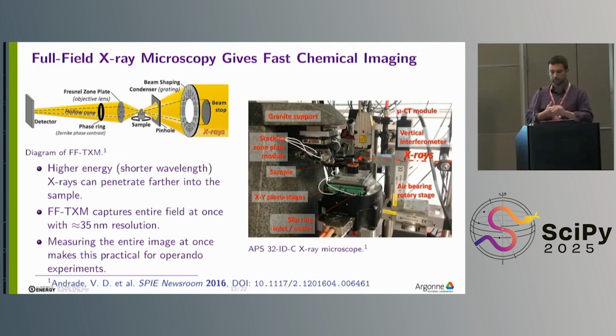So in the next section we're going to go to higher energy X-rays, so shorter wavelengths. These can penetrate farther into the sample, which is useful for us. Because we're using a different technique now, we can also do this by collecting the entire image all at once. So this can be really useful for doing some of these experiments faster. This gives us not as great spatial resolution. We're now at about 35 nanometer resolution. But because we're looking at those bigger 10 micron particles, that resolution is plenty.